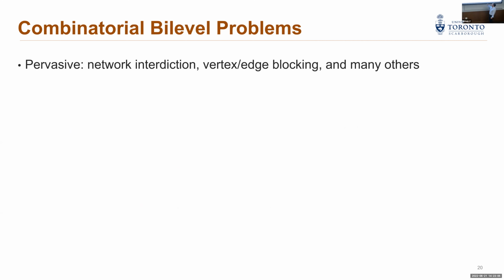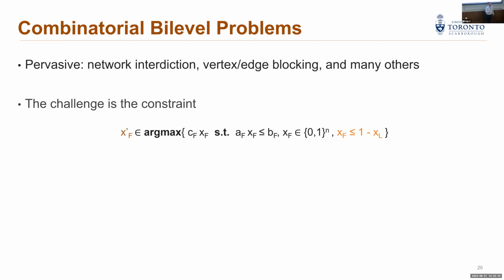Good? All right. So this simple interdiction constraint sounds simple, but actually it models a number of problems. I was surprised. Network interdiction problems, vertex and edge blocking, and many, many others are in this class of problems. Okay? They have different constraints, but the basic interdiction constraints are going to be there.